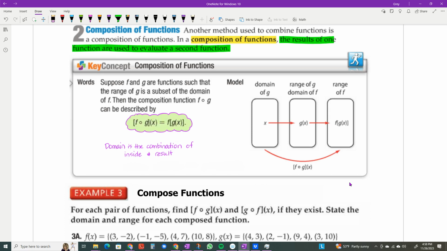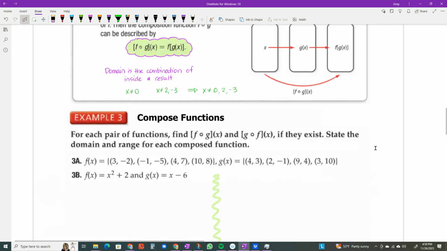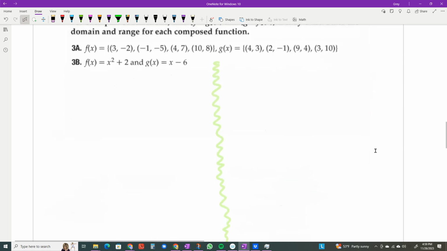So if the domain of my inside function was x can't be 0, and the domain of my result was x can't be 2 or negative 3, then the domain of my composition function is going to be all three of those restrictions. So that's the kind of thing that you've got to remember. All right, so let's go do some different kinds.